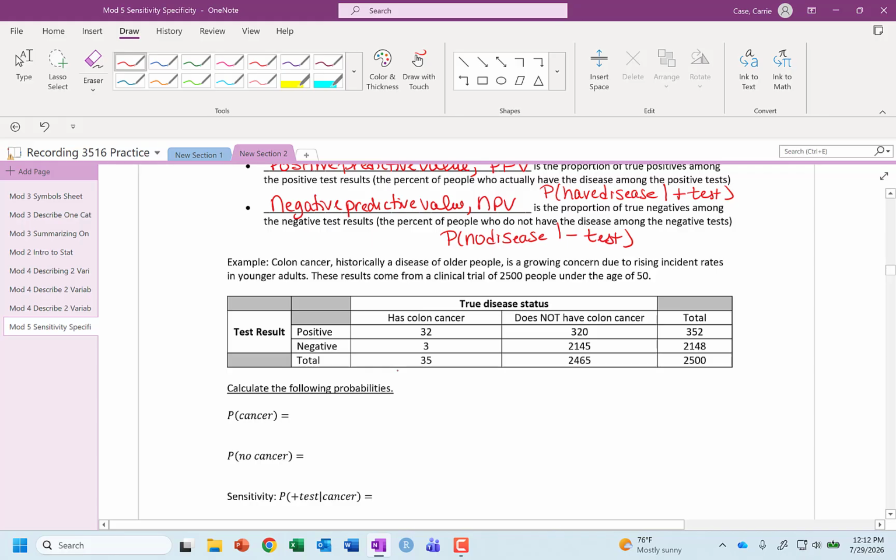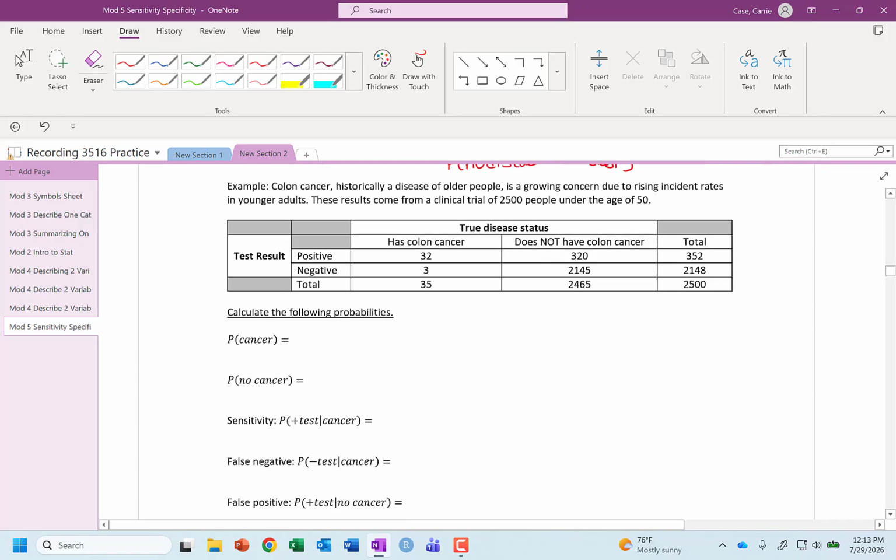So we are going to calculate various probabilities that someone in a medical profession might want to know. So the probability of having colon cancer here is just the number of people who had cancer, which is 35 over the total people, which is 2,500. And that is approximately 0.014. The probability of not having cancer is the number of people who did not have colon cancer. That was 2,465 over 2,500, which is 0.986, or about 99% of the people didn't have cancer.